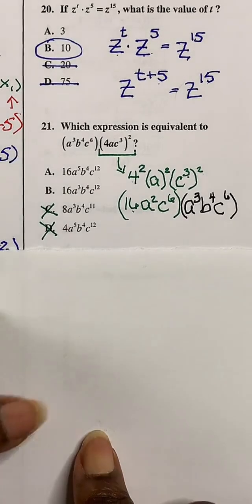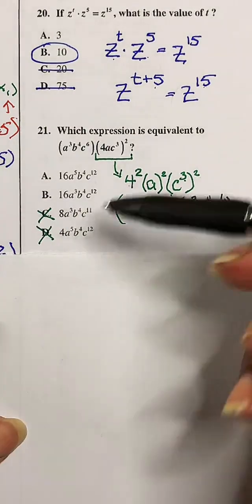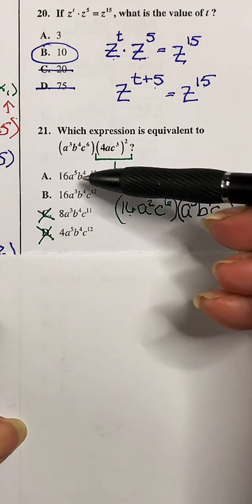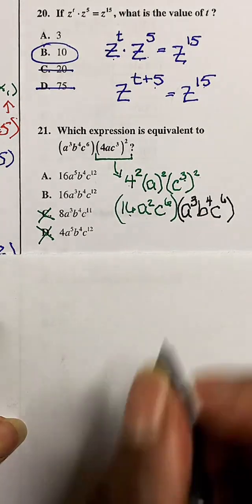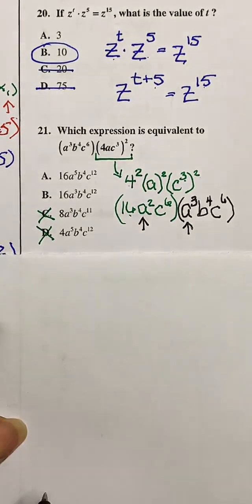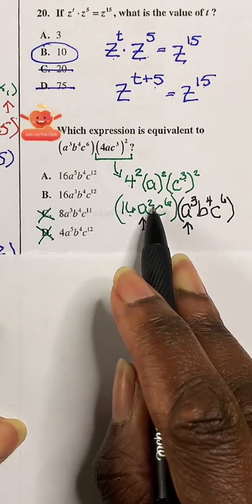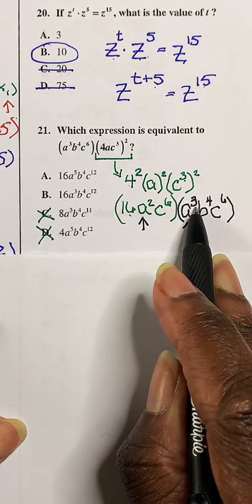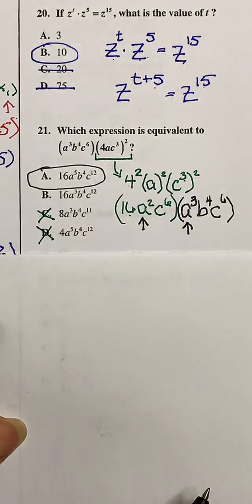All right. So now we know we're either going to have an answer of A or B. But let's take a look at what the difference is. Their C's are the same, their B's are the same, but their A's are different. So that means to cut time, I'm going to just look at my A squared and my A to the 3rd. So remember what we did before. When we multiply, we add the exponents. So 2 plus 3, that gives me 5. So my answer is going to be A.